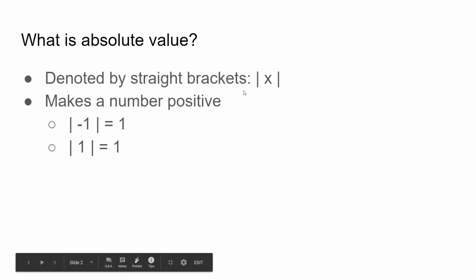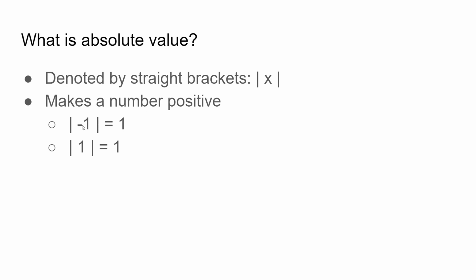Absolute value is denoted by straight brackets and numbers inside of these brackets, and it makes whatever number is inside positive. So it will turn a negative number into a positive number, or a positive number just remains positive.